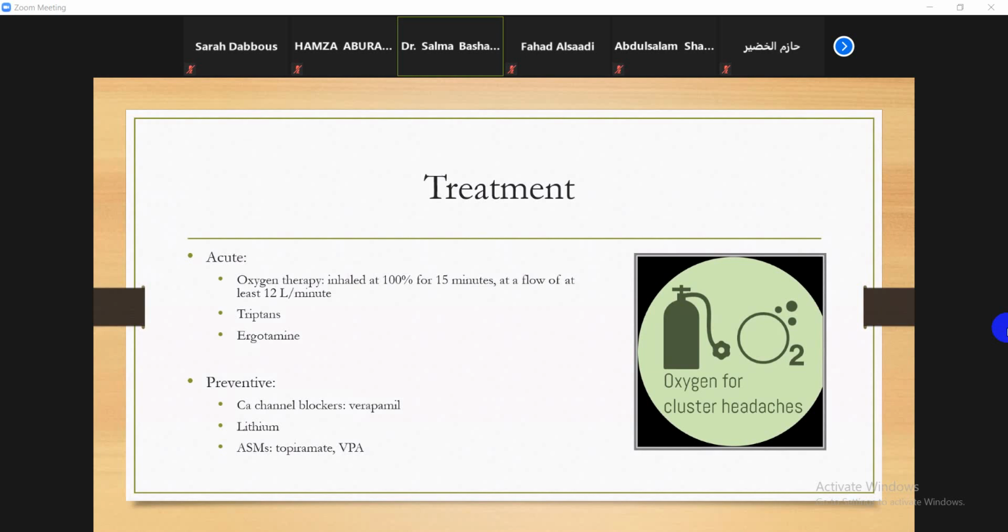Other options, you can use oral medications like triptans and ergotamine, both very potent vasoconstrictors found to be effective to abort the cluster headache.